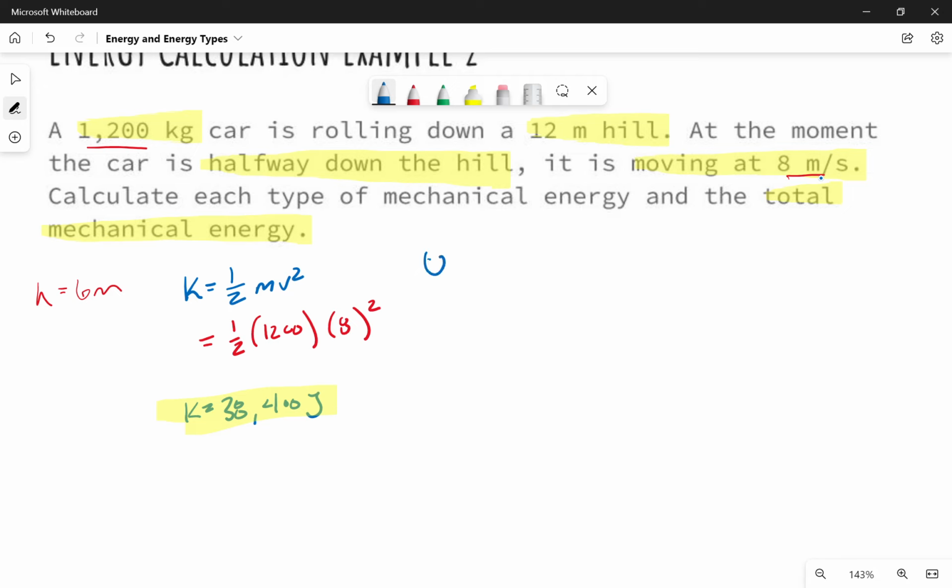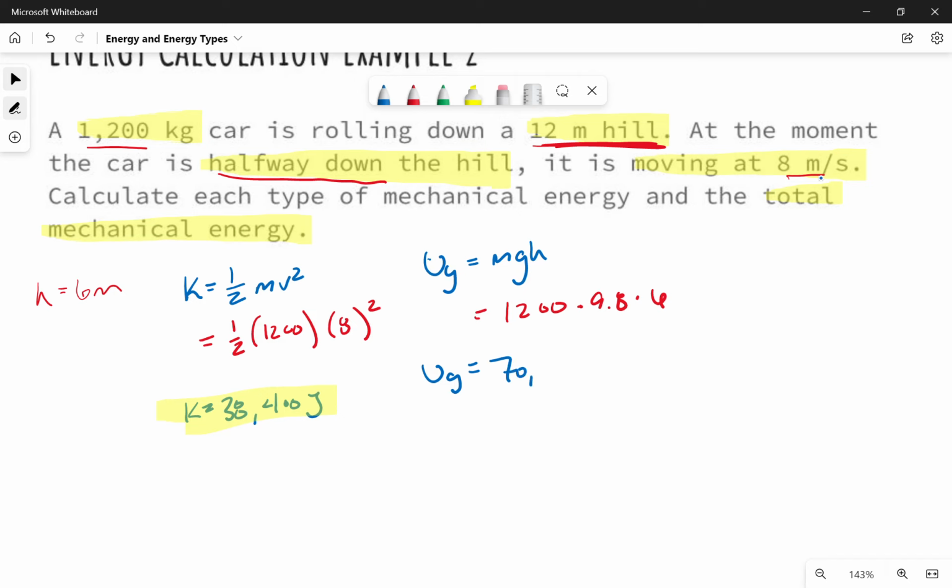Now the other one, potential gravitational, that's MGH. And if I plug in my numbers here, I've got 1,200 kilograms is my mass times gravity's 9.8. And I'm going to multiply that by the height. And again, the hill is 12 meters tall, but it's halfway down, so it's only 6 meters. And that will give me my gravitational potential energy. So calculator times 1,200 times 9.8 times 6. I get 70,560 joules.